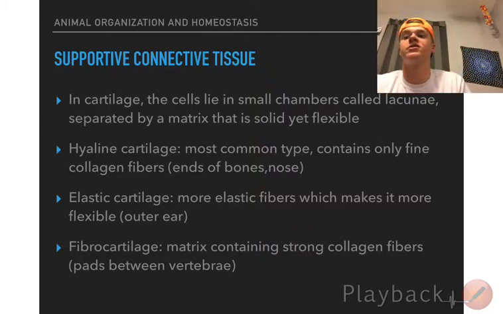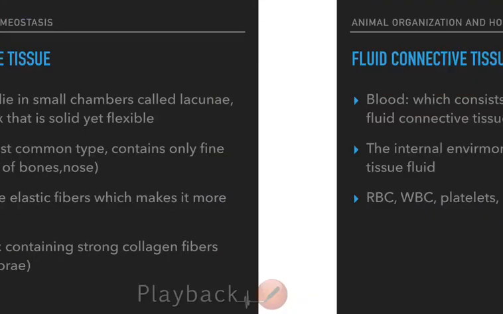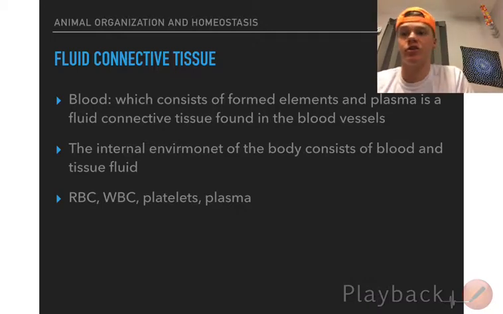And then fibrocartilage, matrix containing strong collagen fibers, pads between your vertebrae is where you can find those. Obviously, it's in your back. And then fluid connective tissue. Blood is actually a tissue, which I thought was interesting, and this consists of formed elements and plasma, a fluid connective tissue found in the blood vessels. The internal environment of the body consists of blood and tissue fluid, and then blood is broken down to RBC, which is red blood cells, WBC, which is white blood cells, platelets, and plasma.